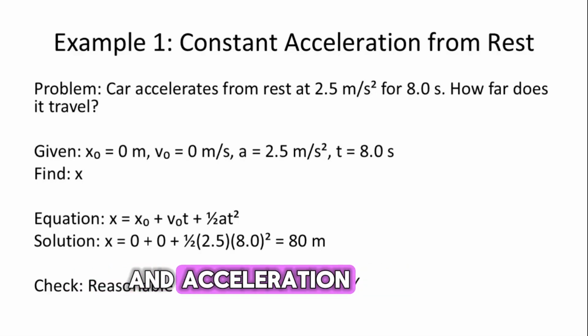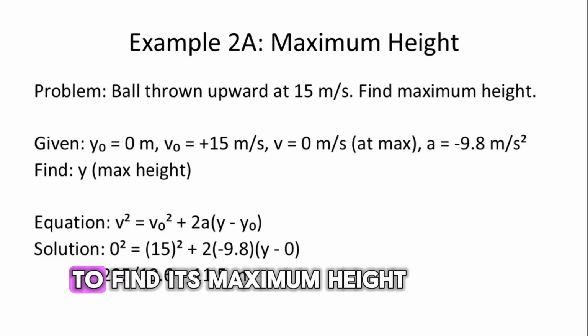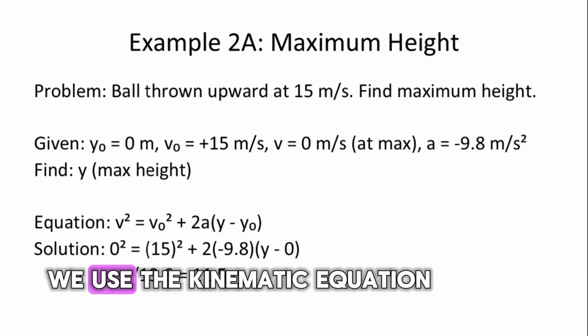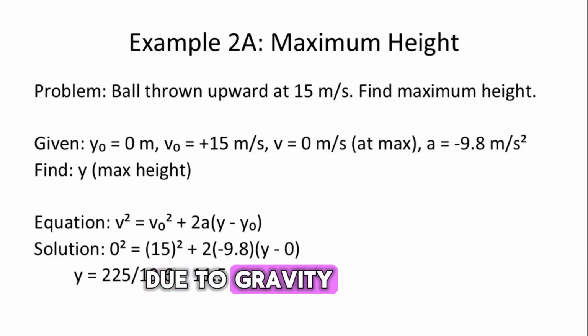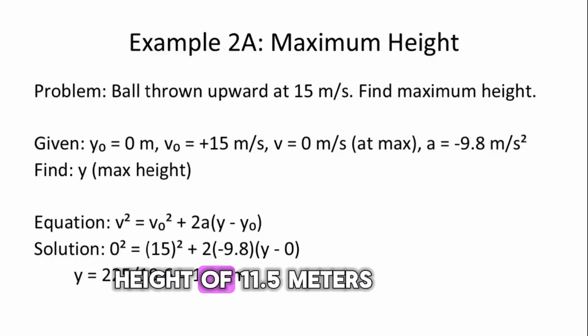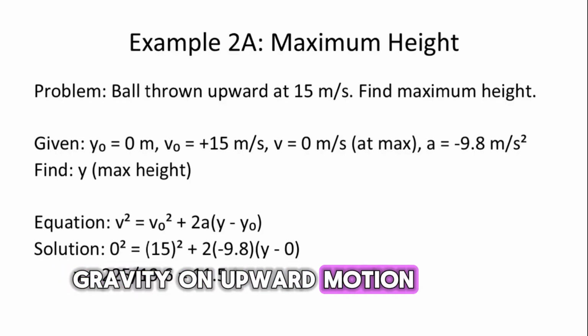Consider a ball thrown upward at 15 meters per second. To find its maximum height, we use the kinematic equation involving initial velocity and acceleration due to gravity. The ball reaches a height of 11.5 meters, demonstrating the effect of gravity on upward motion.